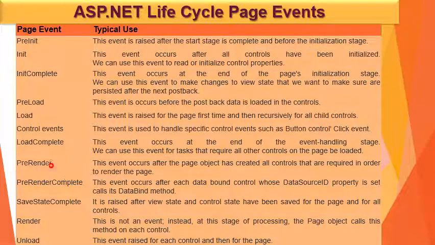The next important page event is PreRender. The PreRender event occurs after the page object has created all controls that are required in order to render the page. So this is done with the creation of all the controls required to render the page.